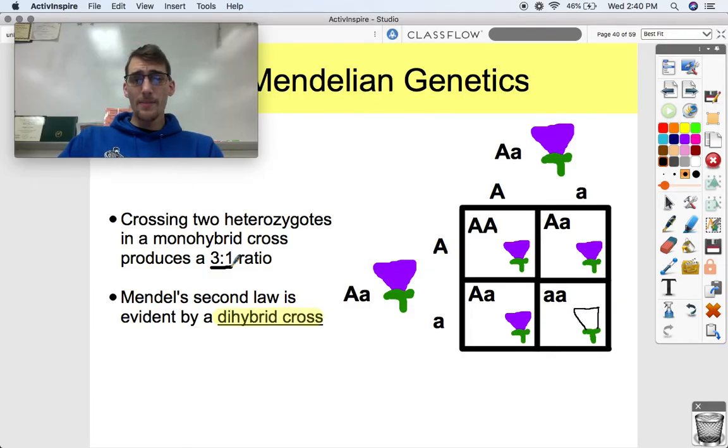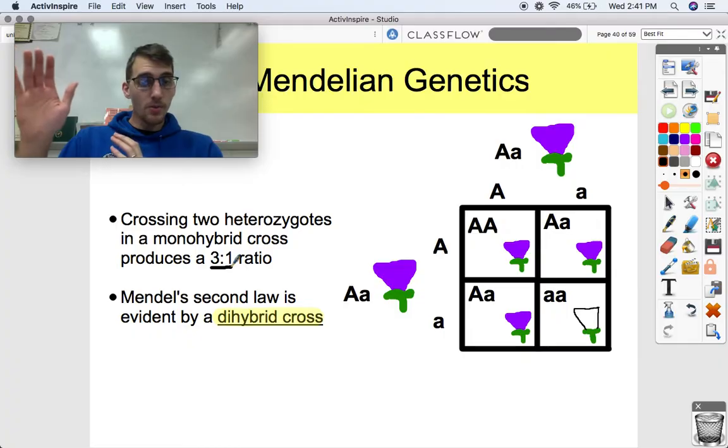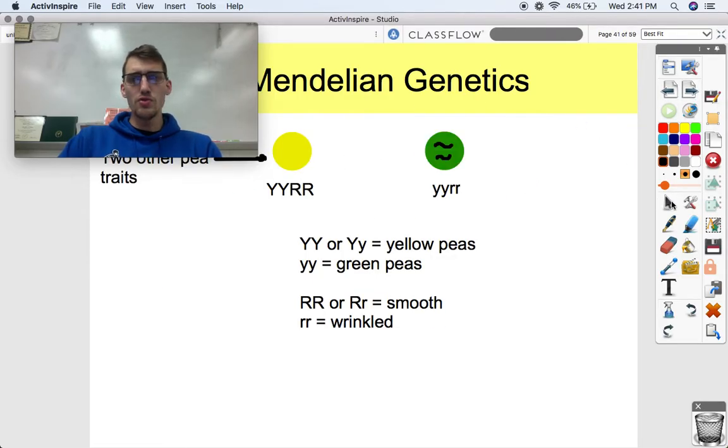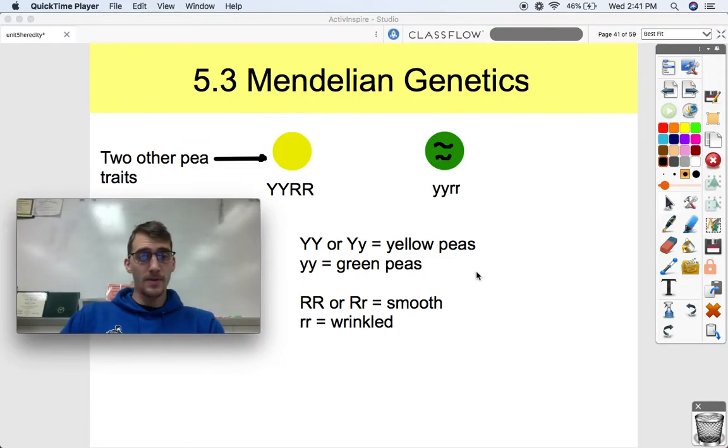But what happens if we take it a step further and we do a dihybrid cross? Well, remember that law of segregation, that each gamete is only going to get one type of allele, and they're going to randomly segregate independent of all the other ones. Well, we can see that from the result of a dihybrid cross. So let's get into two more pea plant traits here. I'm going to introduce you to another experiment that Mendel did.